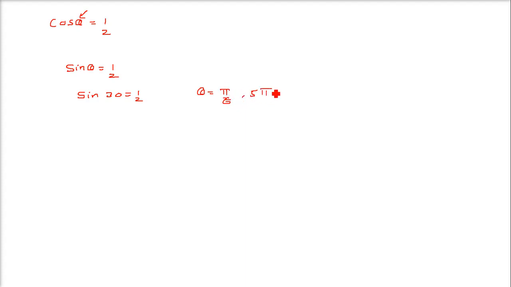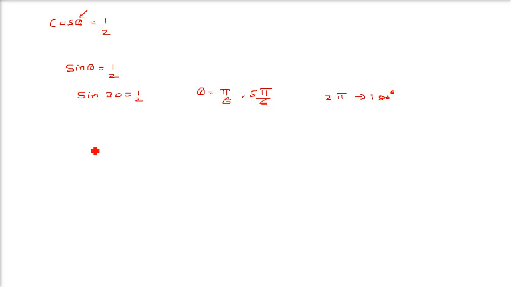5 pi by 6. If you write 5 pi by 6 also, sin 5 pi by 6 will also be equal to half. That means we know that sin theta is periodic, for 2 pi, that is 360 degrees. Similarly, cos theta is also periodic with 2 pi. So there is a periodicity.